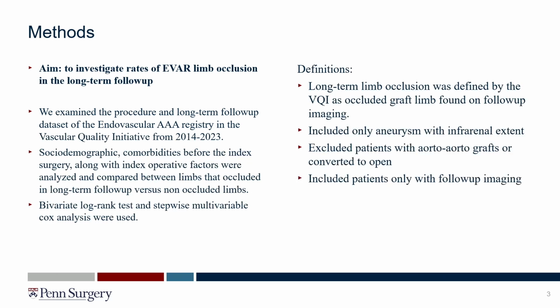For definitions, long-term limb occlusion was defined by the VQI as an occluded graft limb found on follow-up imaging. So we only included patients with follow-up imaging. This only included aneurysms with infrarenal extent, and we excluded patients with just aorta grafts or patients that were, of course, converted to open surgery.